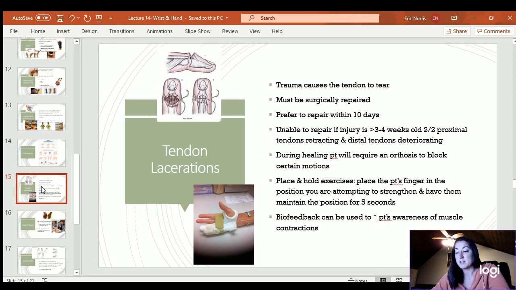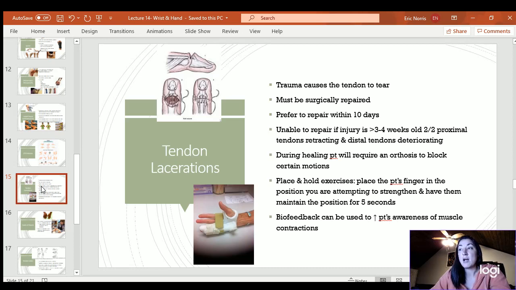Ideally, you would perform that, well, we wouldn't perform it, a surgeon would perform it within 10 days. But if for some reason it goes longer than that and it's been more than 3 or 4 weeks, most likely they will not be able to perform the surgery because the proximal end of the tendon will roll down or shorten. It will retract into the hand, and the distal end will eventually just deteriorate where you cannot locate it. So 3 to 4 weeks at most after the injury is when you can successfully repair a ruptured tendon. Ideally, you would do it within the first 10 days.